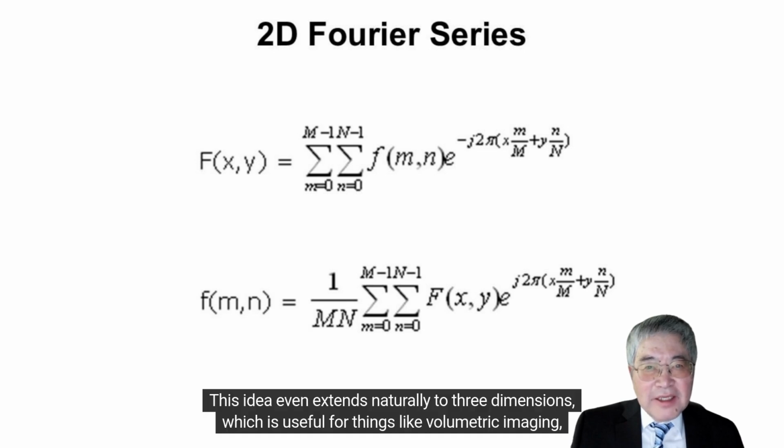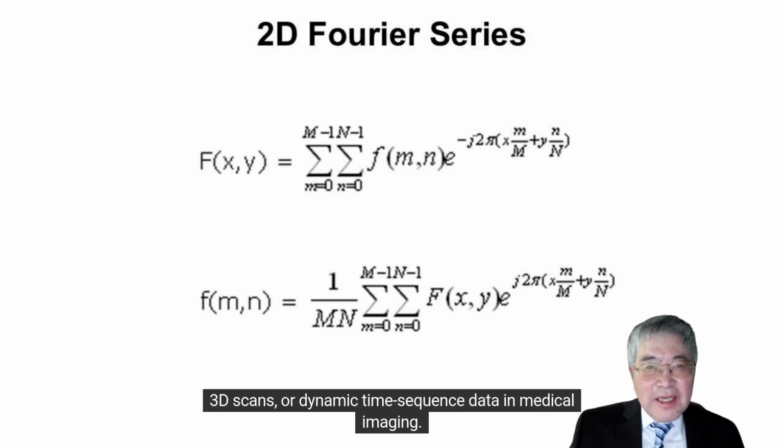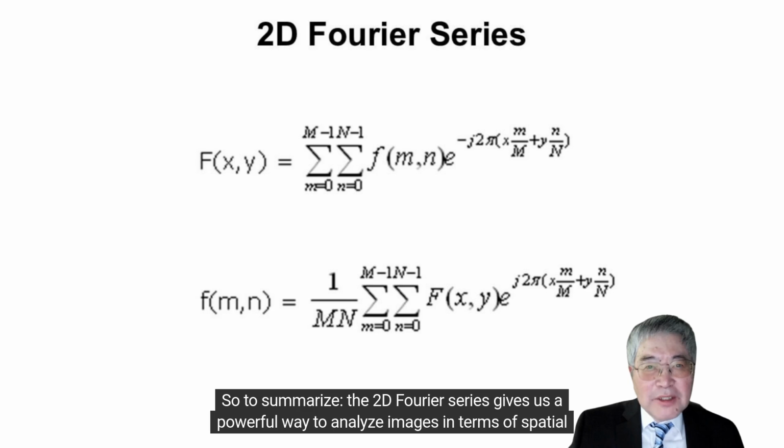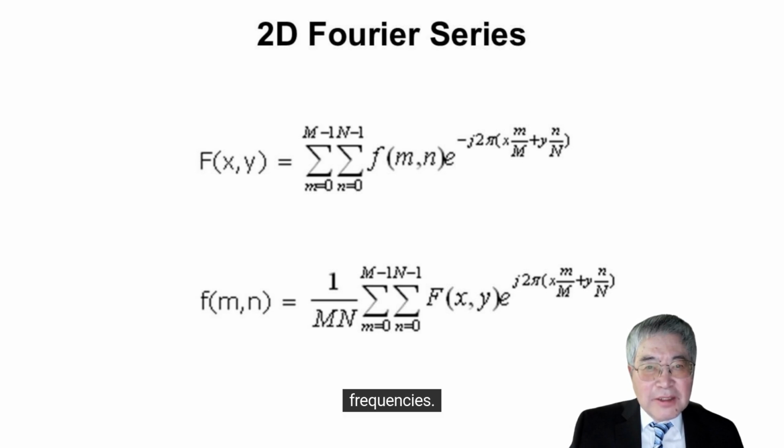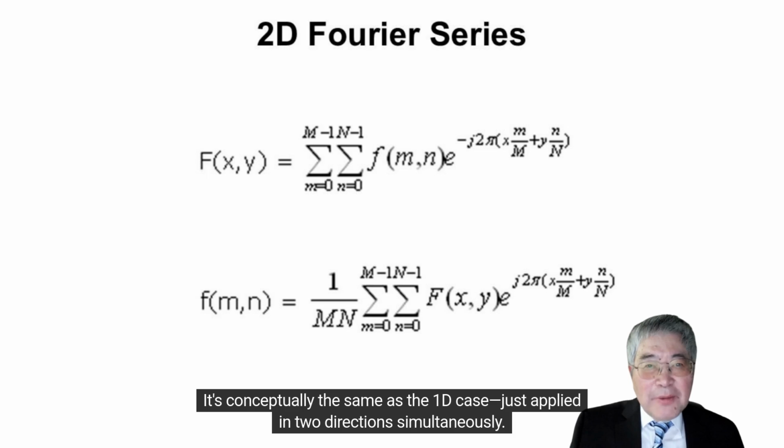This idea even extends naturally to 3 dimensions, which is useful for things like volumetric imaging, 3D scans, or dynamic time sequence data in medical imaging. So to summarize, the 2D Fourier series gives us a powerful way to analyze images in terms of spatial frequencies. It's conceptually the same as the 1D case, just applied in 2 directions simultaneously.